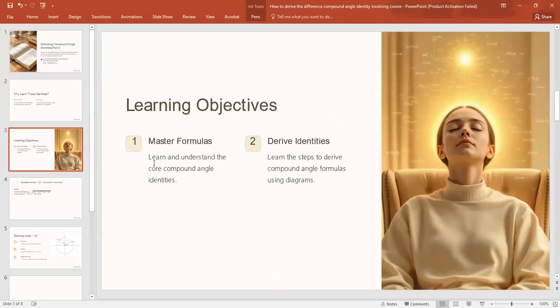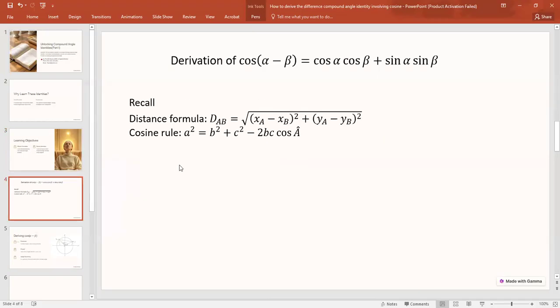What are the learning outcomes? By the end of the session, you should be able to master these formulas. This implies you have to learn and understand the core compound angle identities. You should also be able to learn the steps to derive compound angle formulas using a specific diagram. So our goal is to help you derive the formula, which states that cosine of alpha minus beta is equal to cosine of alpha times cosine of beta plus sine of alpha times sine of beta.